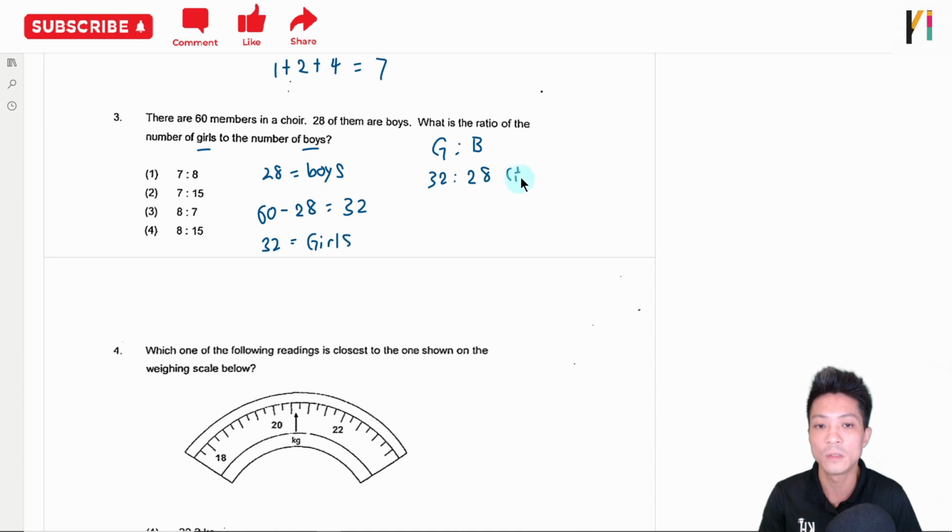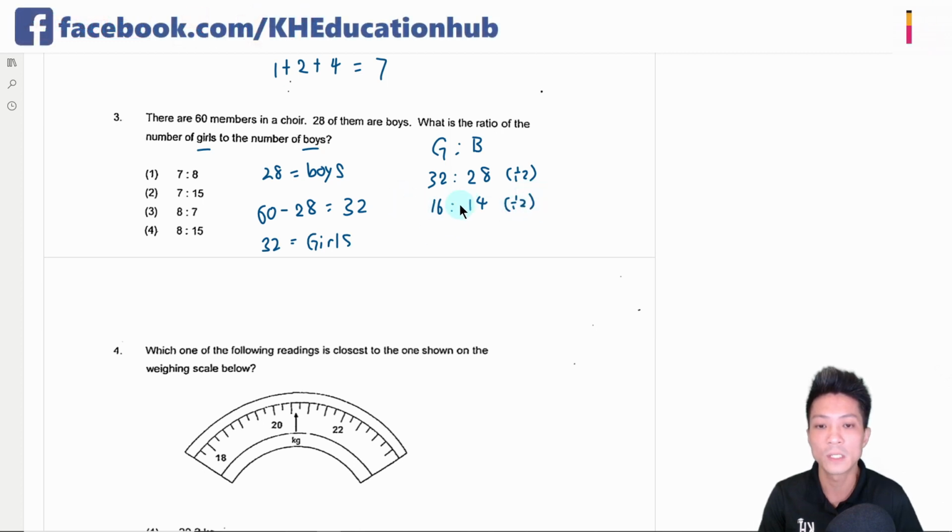Change it to the simplest form slowly. First, I will divide by 2, which will give me 16 is to 14. Continue to divide by small numbers. Don't need to divide by very big numbers. 8 is to 7. So the answer is number 3.